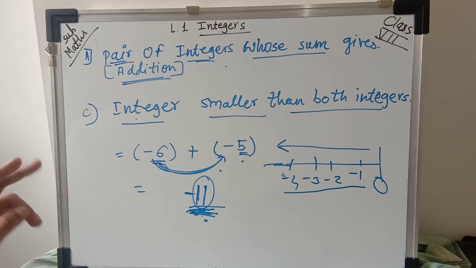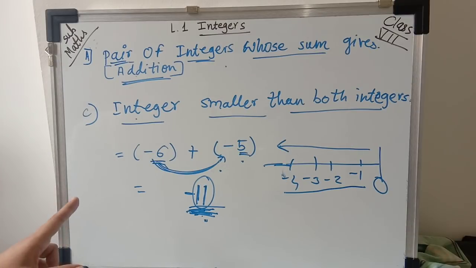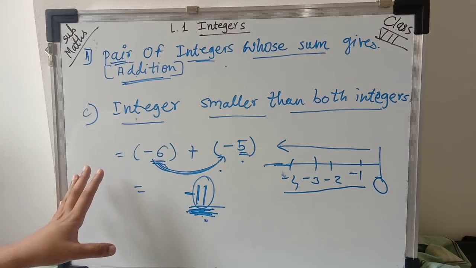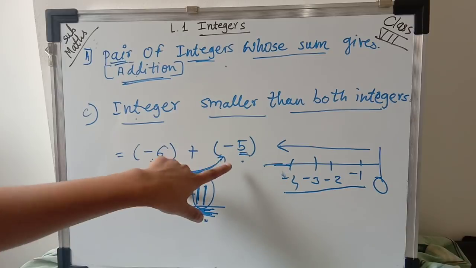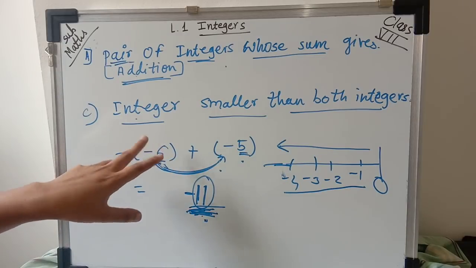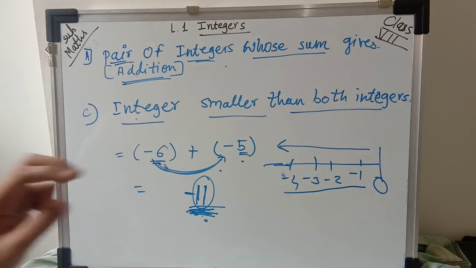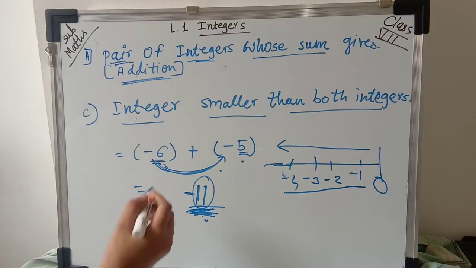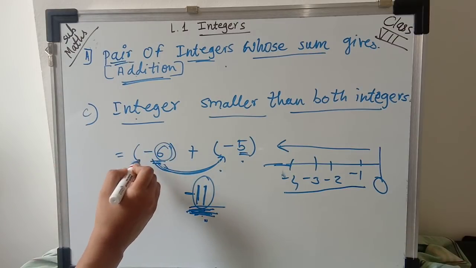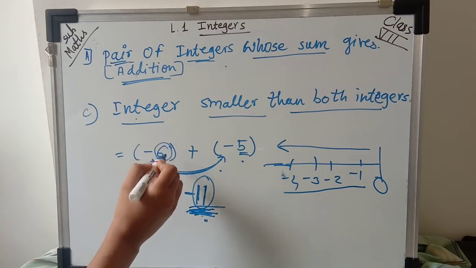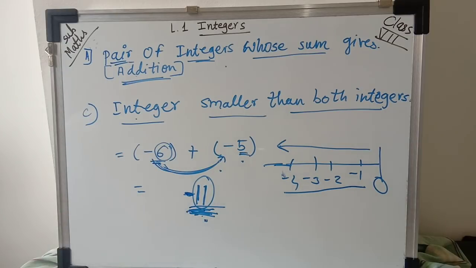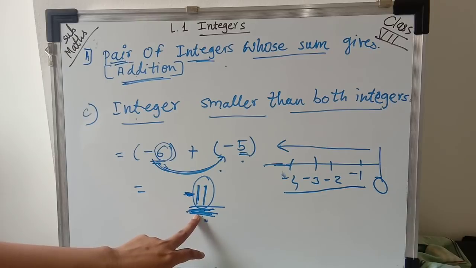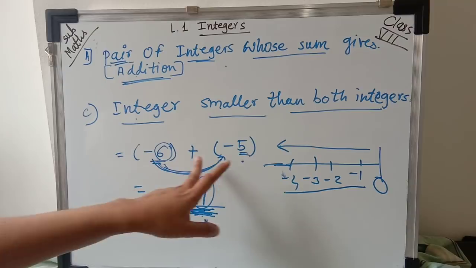Now here two possibilities should be there. In the first possibility, when you are doing the addition of two negative integers, you have to remember the whole number of any one integer should be bigger. That time you will get the value of the integer smaller than the two integers.